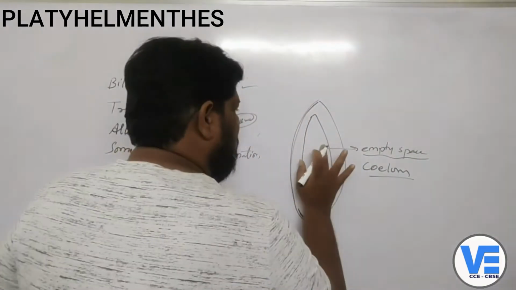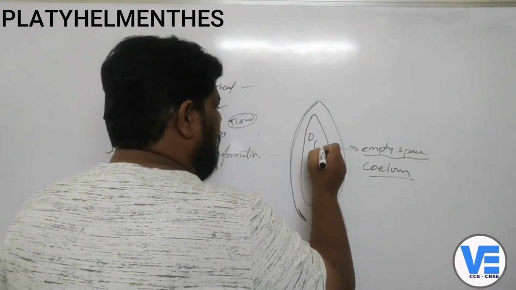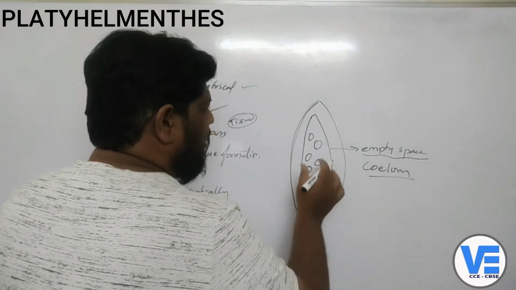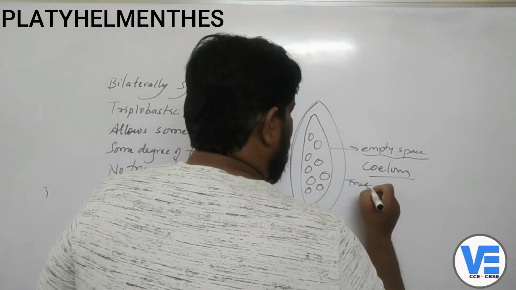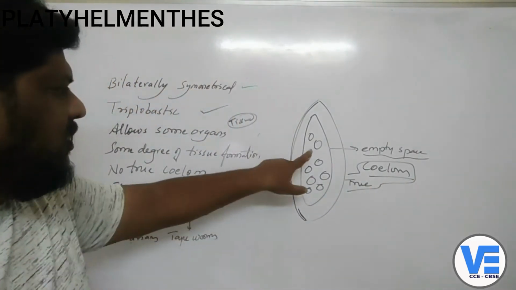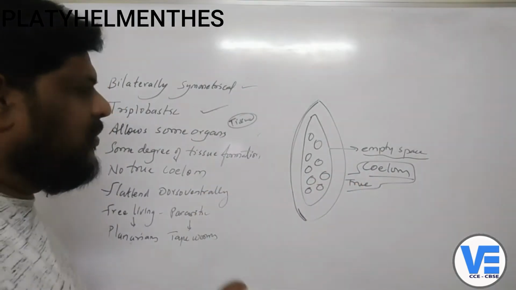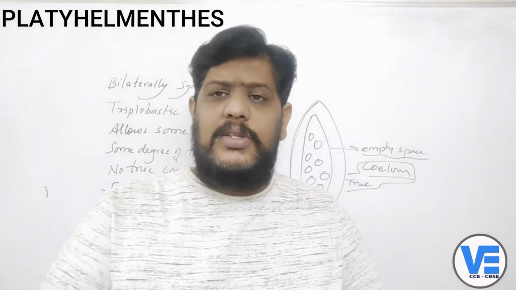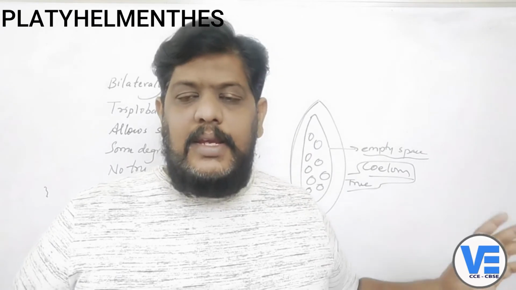Now this is an empty space. Why is there an empty space here? So that organs can be accommodated. They can accommodate the organs in the empty space. If this space is accommodating the organs, then it is the true coelom. So this empty space is called the coelom because there is empty space in the organisms which belong to Coelenterata. That's why they are called the coelenterates.